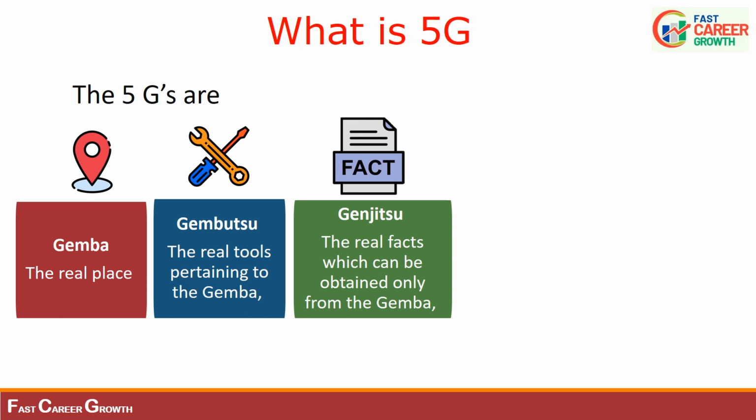GENJITSU, the real facts which can be obtained only from the GEMBA. This translates to the real facts or the actual data. GENJITSU emphasizes the importance of relying on real data and observations rather than assumptions or opinions. It encourages decision-making based on objective information obtained directly from the GEMBA.